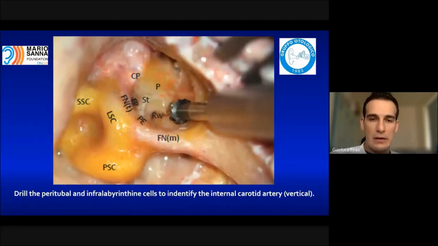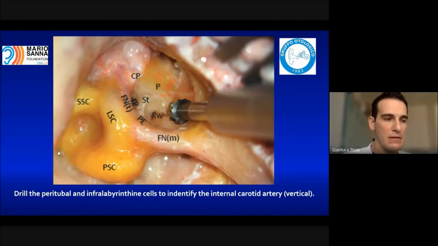If you want, it depends even on the extension of the pathology. If you want to follow the classical concept of Hugo Fisch, you have to remove all the pneumatized cells in the temporal bone. But it's not always useful to do that, because sometimes you can even follow the pathology. In this case, this could be enough. It's not essential to skeletonize the labyrinth like in this way, or the facial nerve like in this way, or the digastric ridge like in this way.